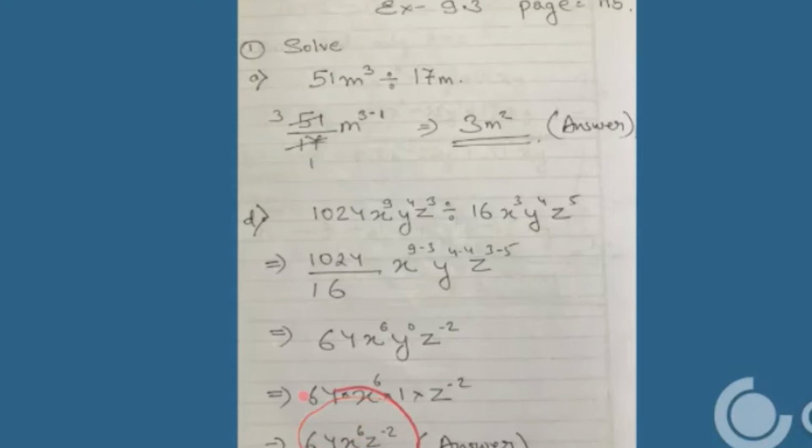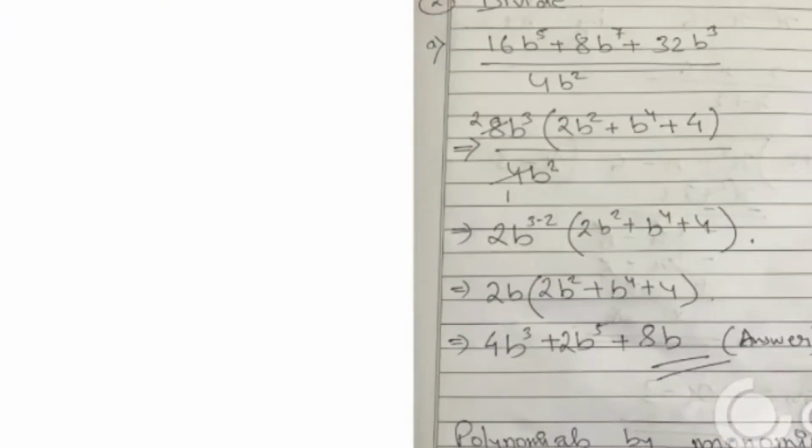This was how I did monomial by monomial. Now coming to polynomial by monomial, if you can see question number 2 is given. Here they had given us 16b to the power of 5 plus 8b to the power of 7 plus 32b to the power of 3 divided by 4b square.